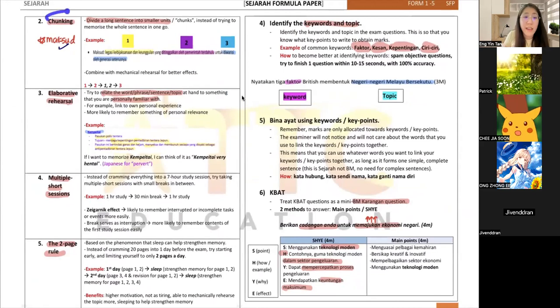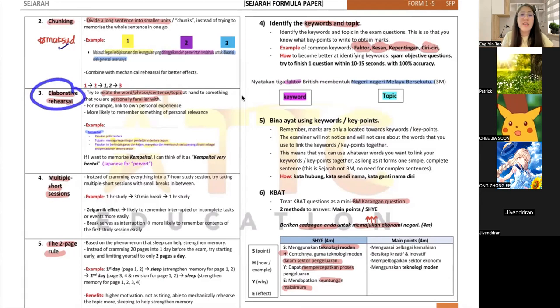Number 2 is the chunking method. This is strongly recommended for those who need to memorize a lot of maksud, like Sejarah, where there are a lot of words and you need to memorize the whole sentence. Maybe biology definitions, for those who learn sciences, you need to memorize the definitions. You can use this method. It means you divide them into smaller units. I say break them down into pieces. Normally I try my best to break down into 2 parts. That's what I recommend students to do, so that it's easier for you guys to memorize.